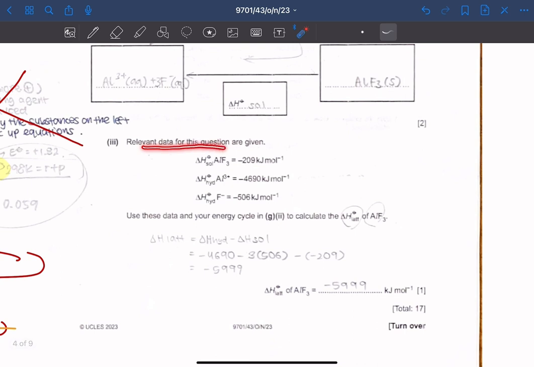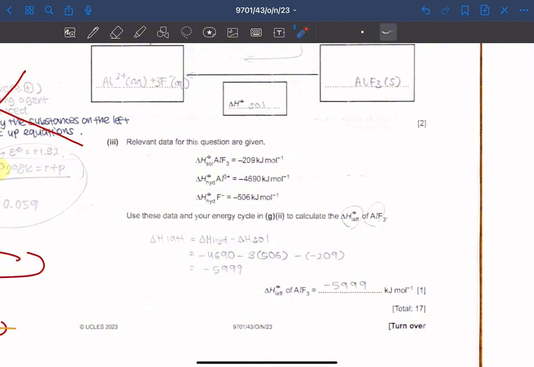Relevant data for this question are given. Enthalpy change of solution of AlF3 is negative 209, enthalpy change of hydration of Al3+ is negative 4690, enthalpy change of hydration of F- is negative 506. Use this data in your energy cycle in GII to calculate the lattice energy of AlF3. So just now, lattice energy is equal to hydration minus solution.